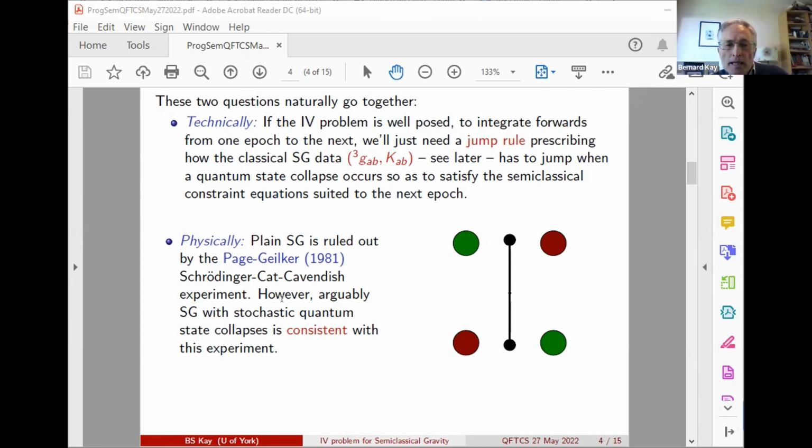So plain semiclassical gravity without collapses would seem to be ruled out, as pointed out by Page and Geilker, by consideration of such an experiment. However, arguably, semiclassical gravity with stochastic quantum state collapses would be consistent with this experiment.